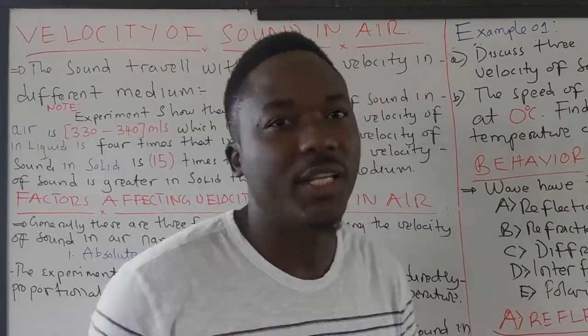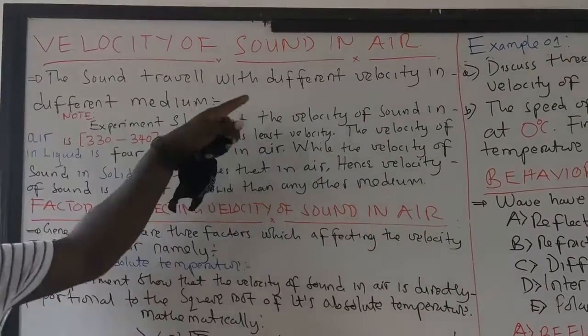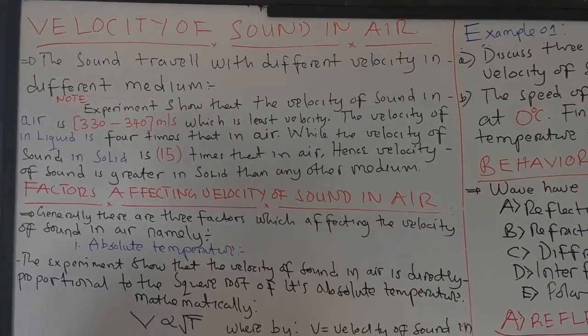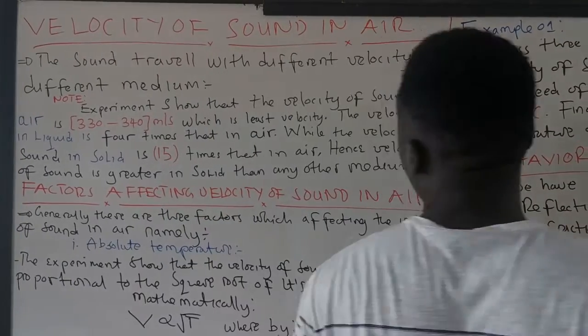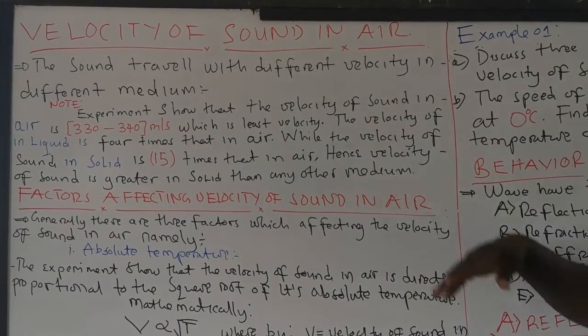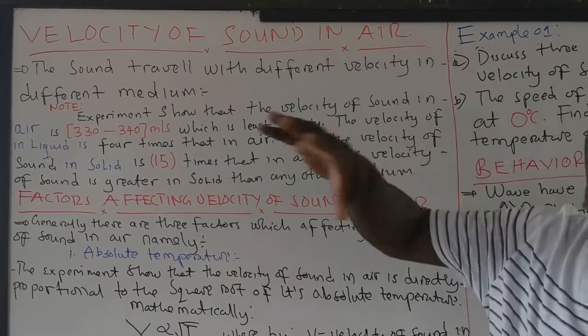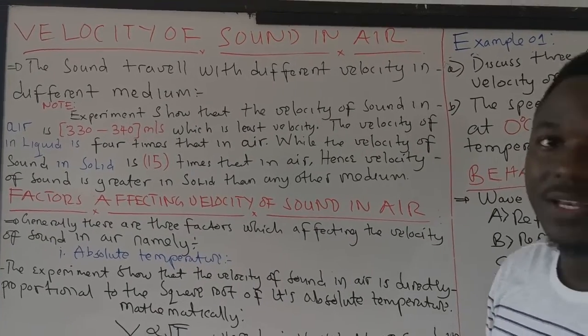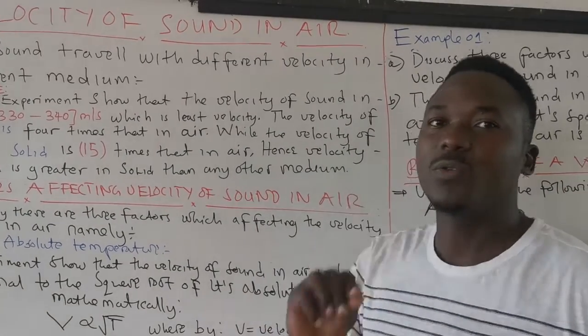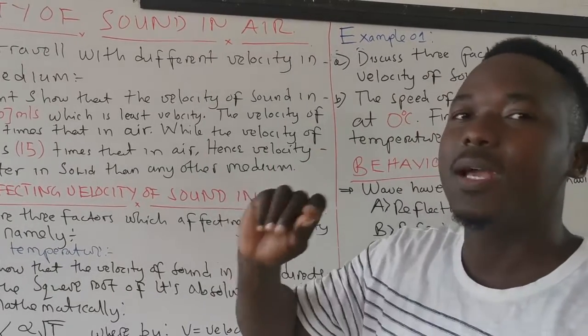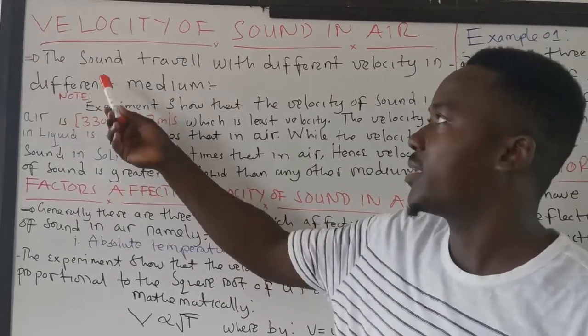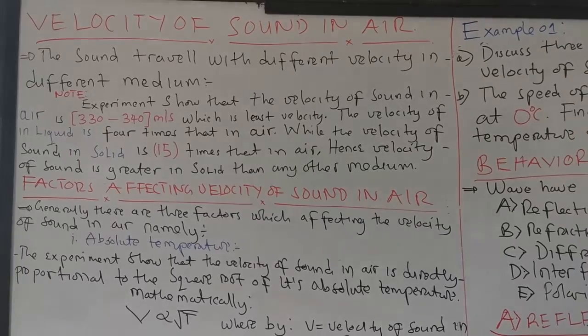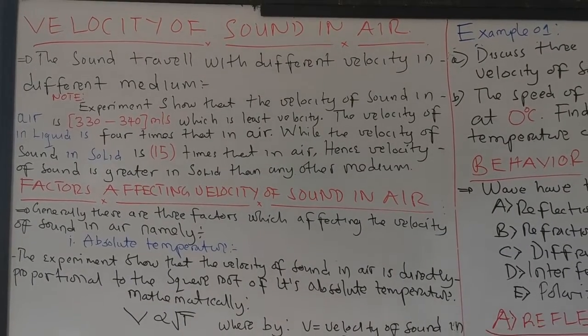Yetu ya wave motion katika kipengele cha velocity of sound in air. Nini maana velocity of sound in air? Tunaangalia ni jinsi gani sauti yetu inasafiri katika hewa, kwa sababu wenyewe wanasema sauti inasafiri kwa velocity tofauti na katika medium tofauti. Maana ya kwamba the sound travel with a different velocity in different medium.